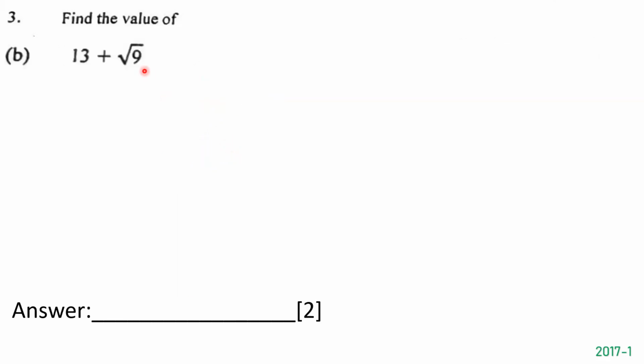Moving right along, we have this one. It says find the value of 13 plus the square root of 9. Well, the square root of 9 is basically asking us the question, what number times itself is going to give you 9? And that answer is 3, because 3 times 3 is 9. So the square root of 9 is 3. And so we have 13 plus 3, and 13 plus 3 is definitely 16. And so the correct answer here is 16.